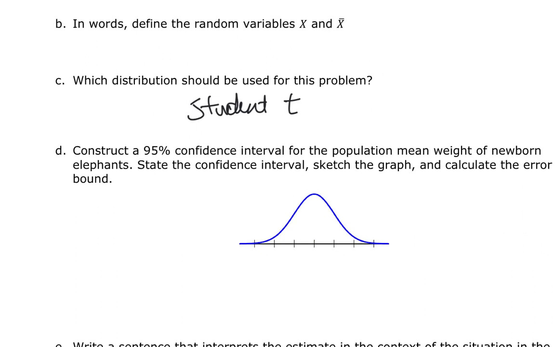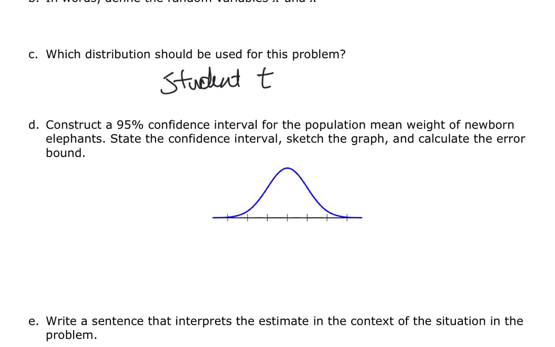Construct a 95% confidence interval for the population mean of the newborn elephants. That is not right. It would be constructing a 95% confidence interval for the mean wait or expected wait time in this emergency room before being seen. So once again, I'm going to give you numbers, and then I'll show you the calculator, the Excel spreadsheet that I use to do the calculations.